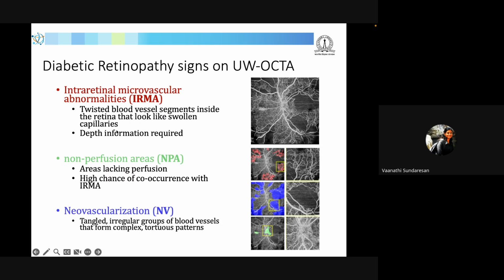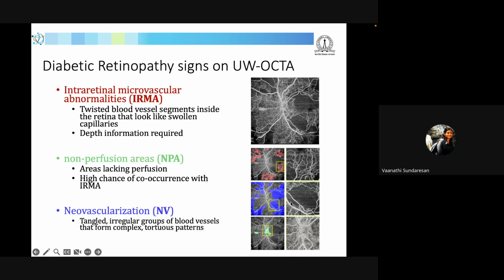Depth information is required, which we don't have in the angiography. All we see is the scan. The tomography gives the OCT B scans, which have the cross-sectional view, right? So they give a better idea about IRMA, but this is all we have. That's a challenge.